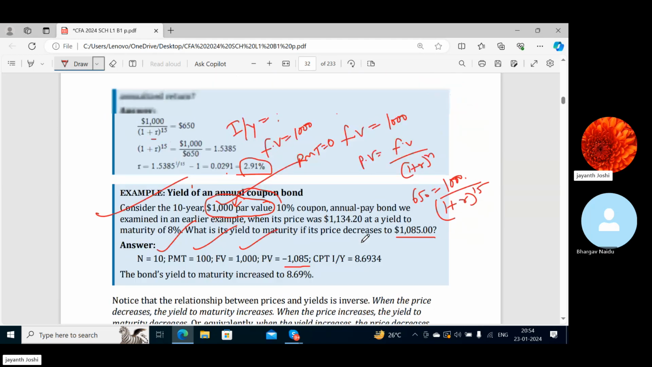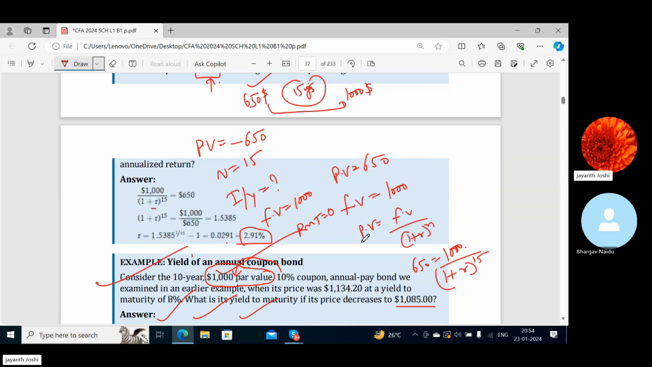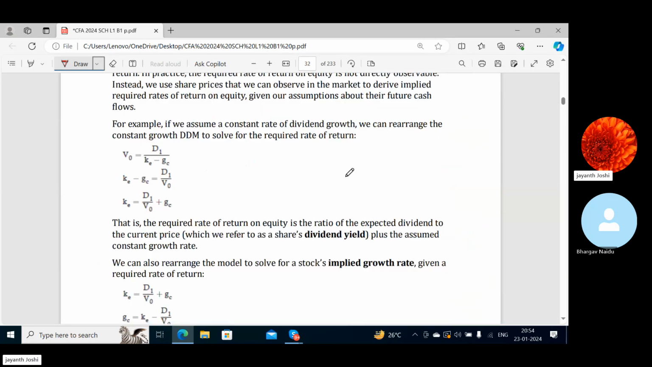So there is a relationship you should understand. There is a negative relationship between yield to maturity and bond price. Let's say a company has issued a bond with a 10% coupon rate, and the bond price is $1,000. The yield to maturity or market interest rate is also 10%. So this bond will not trade at a discount or at a premium. It will trade at par only.